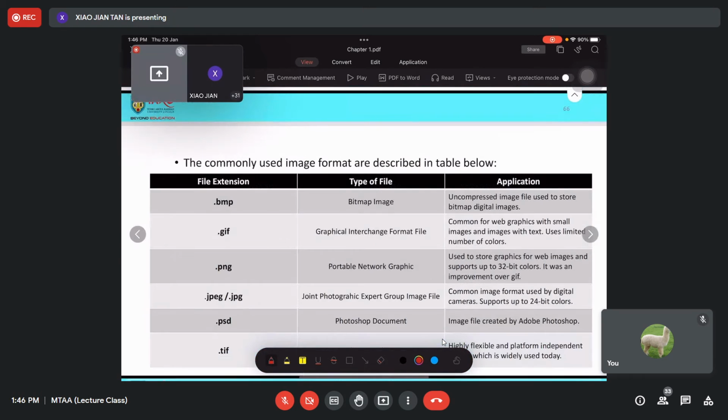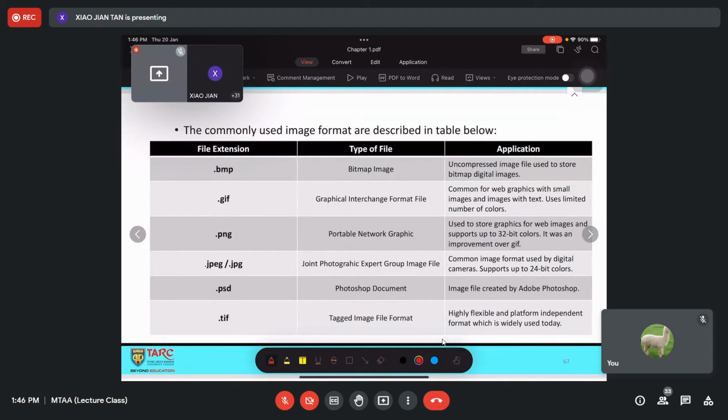So some commonly used image formats are described in the table below: .bmp, .gif, .png, .jpeg or .jpg, .psd, and .tif. Okay, so respectively, bitmap, graphical interchange format file, portable network graphic, joint photographic expert group image file.